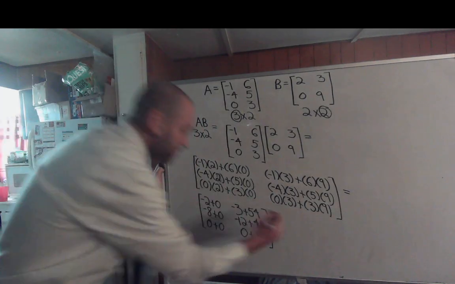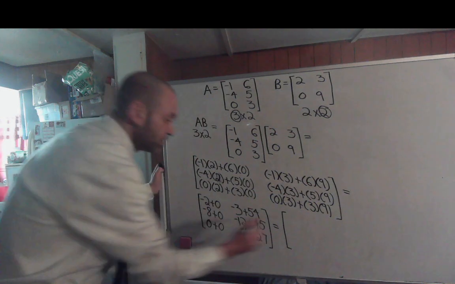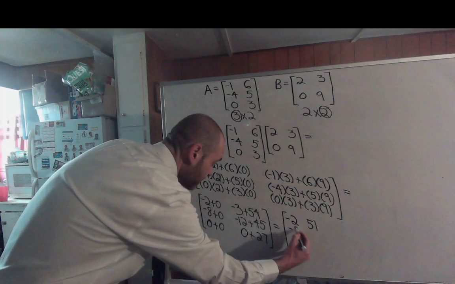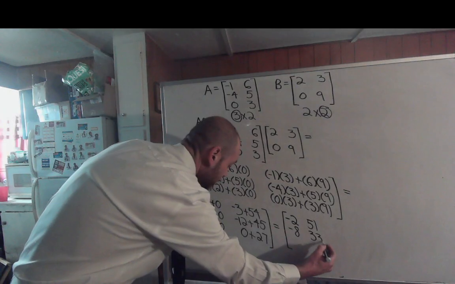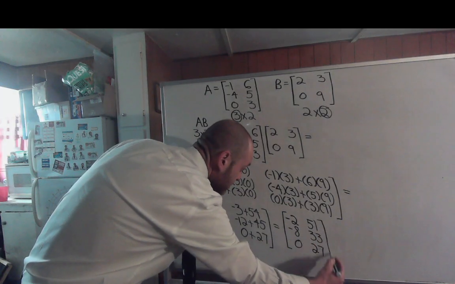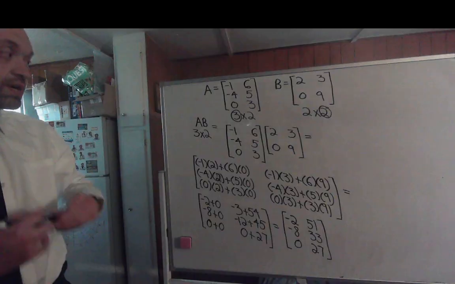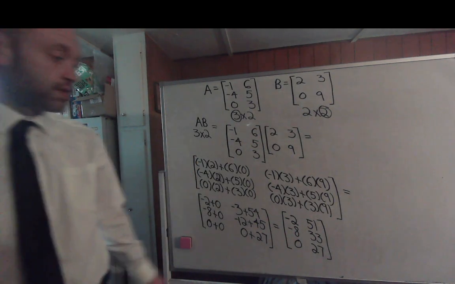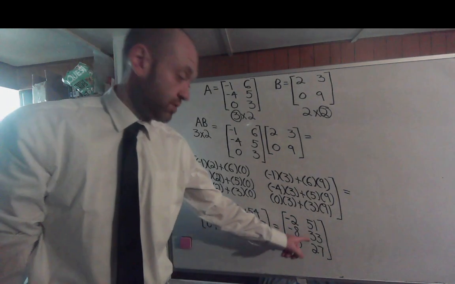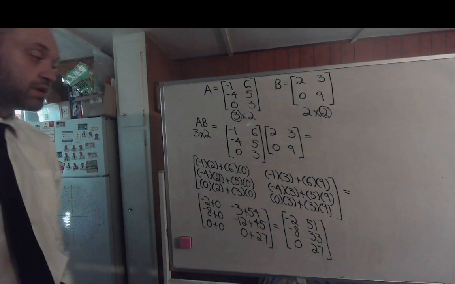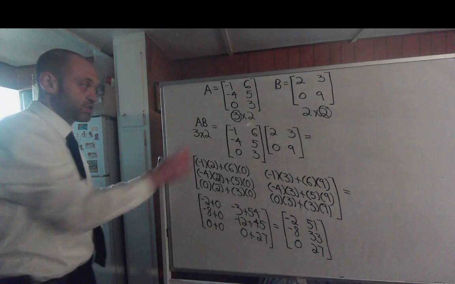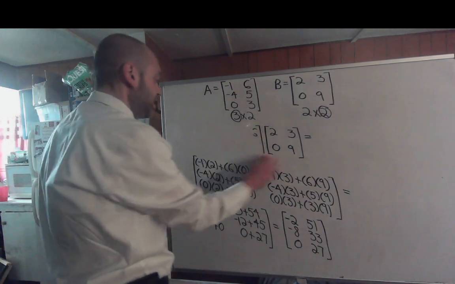So for the final result of A times B, we should end up getting negative 2, 51, negative 8, 33, 0, and 27. So matrix A times B, in fact, turned out to be a 3 by 2 matrix with entries negative 2, 51, negative 8, 33, 0, and 27. And pause the video if you need to see how we got there. We're going to move on to determine if we can do matrix B times A.